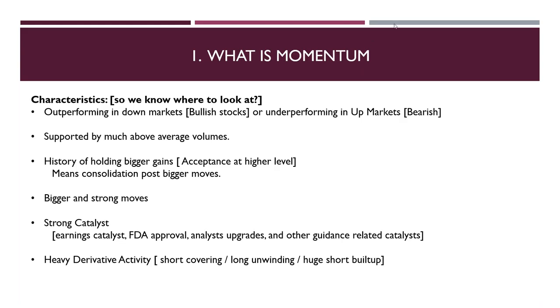Then, bigger and stronger moves. Like if you look at the hourly candle or daily candle, it gives a 3-4% move in just a 1 hour candle. So these are the bigger and stronger moves. These are the characteristics of the momentum stock.